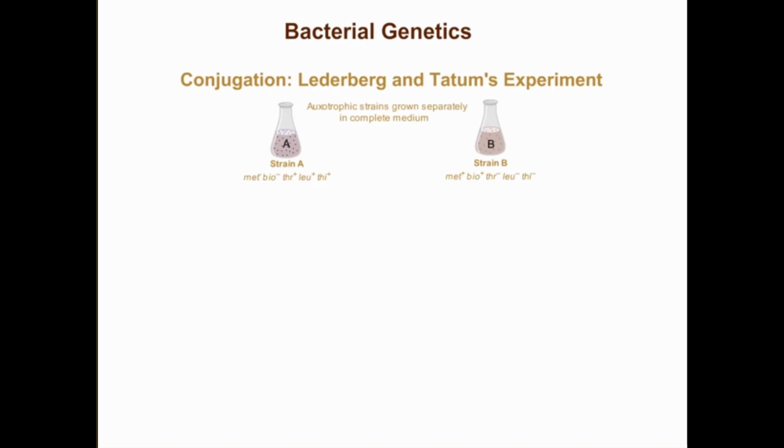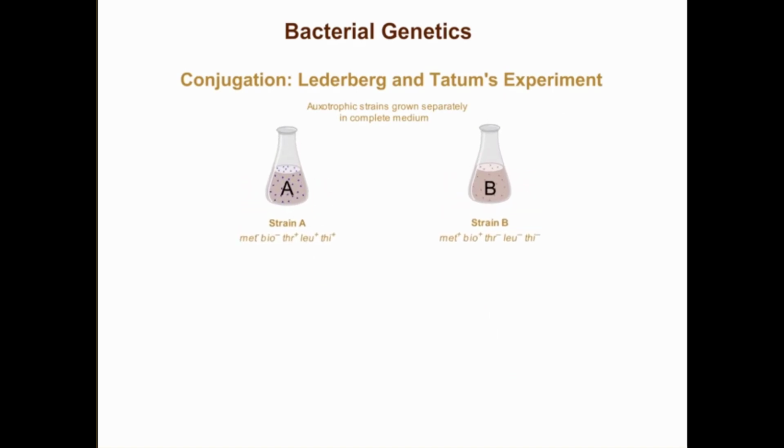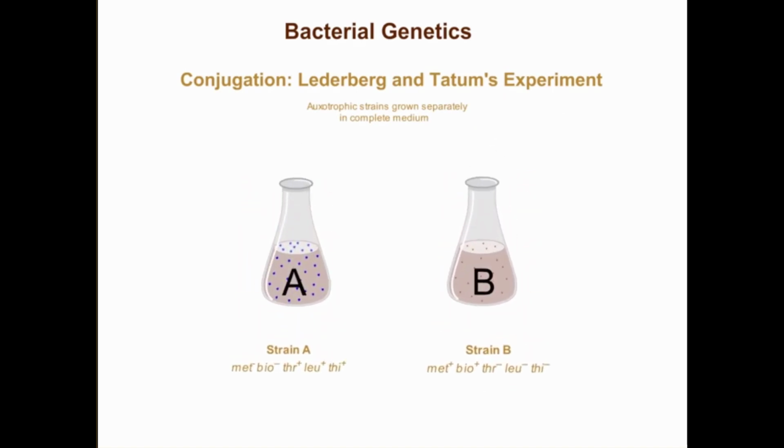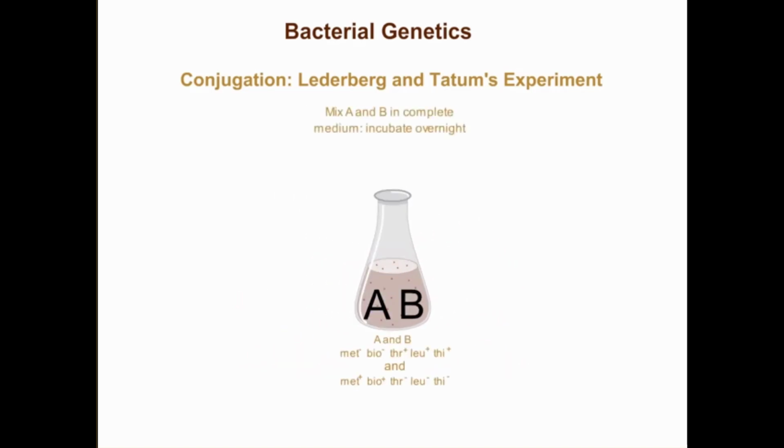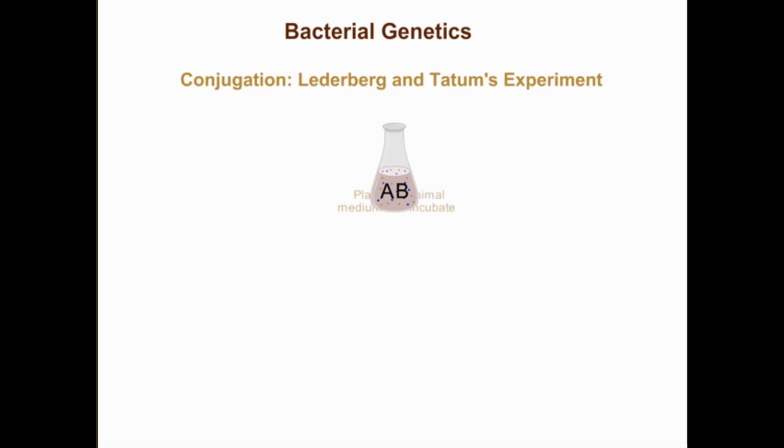Mixing two auxotrophic strains. Next, the cells from the two strains were mixed, grown together for several generations, and then plated on minimal medium. Only wild-type bacteria, prototrophs, are able to grow on minimal medium. Because the number of prototrophs recovered was too large to be accounted for by spontaneous mutation back to the normal genotype, the prototrophs must have arisen as a product of genetic exchange or recombination.